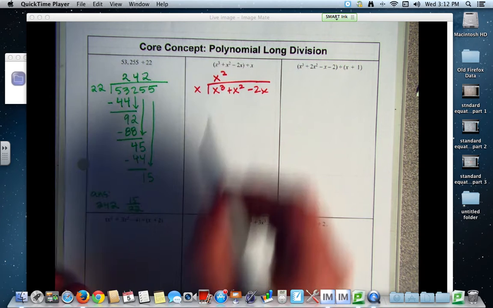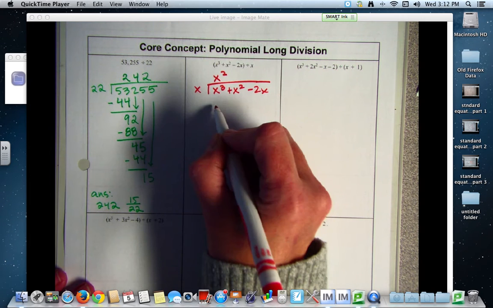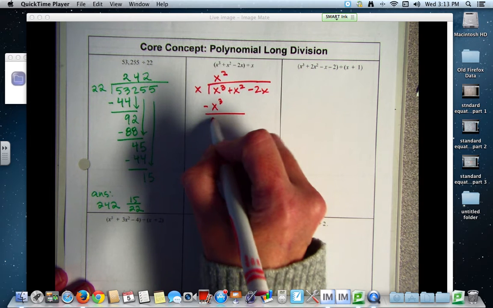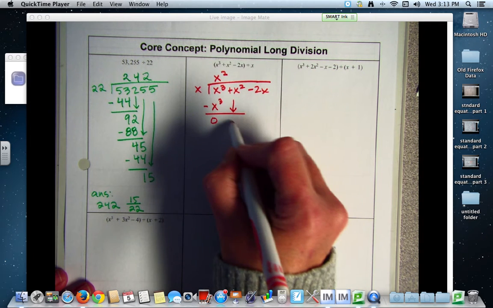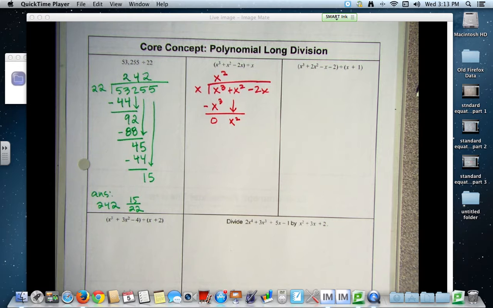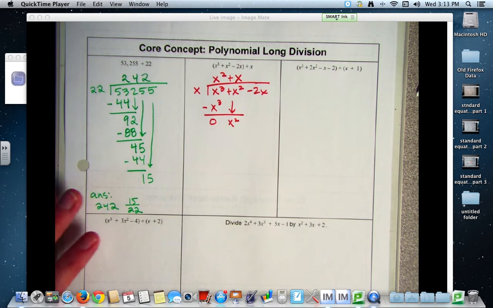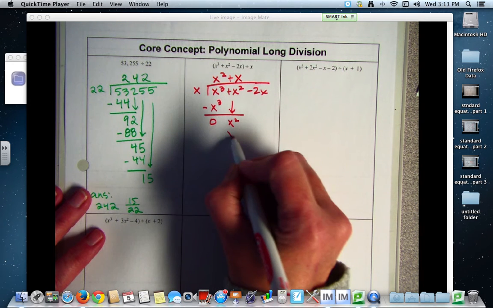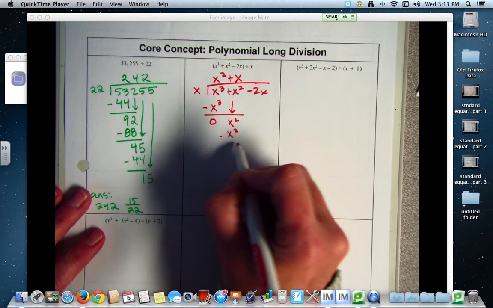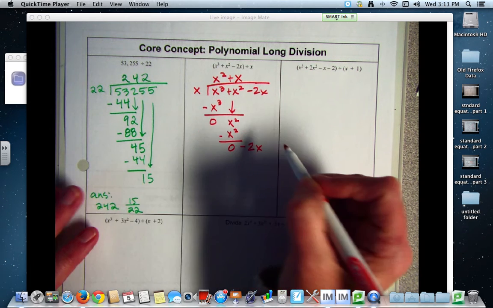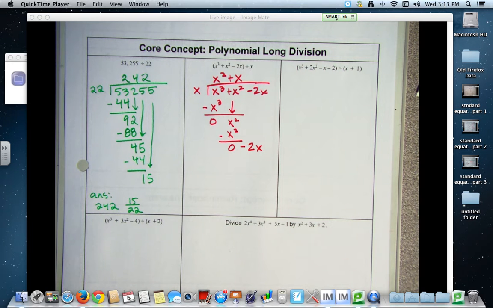So multiply x squared times x. It gives us x cubed. We subtract it. It gives us 0. We bring down x squared. X times what gives us x squared? It is a positive x. X times x is x squared. Subtract them. Our difference is 0. Bring down the minus 2x.